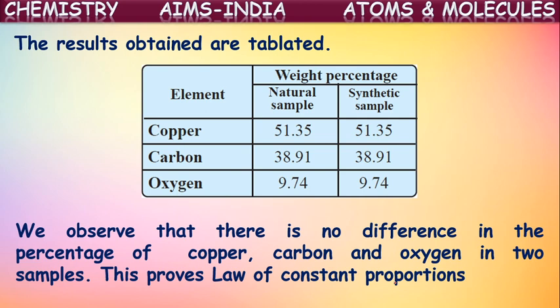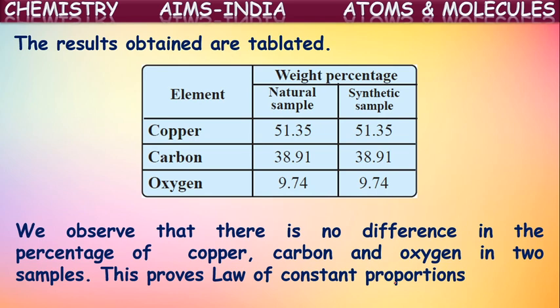So this proves the law of constant proportions. What does it mean? From wherever you collect the samples of a chemical substance, or however you prepare a chemical substance, the composition of the elements present in that compound is fixed by mass. It won't be changed. This is the law of constant proportions.